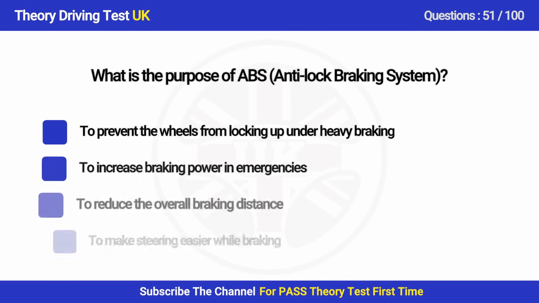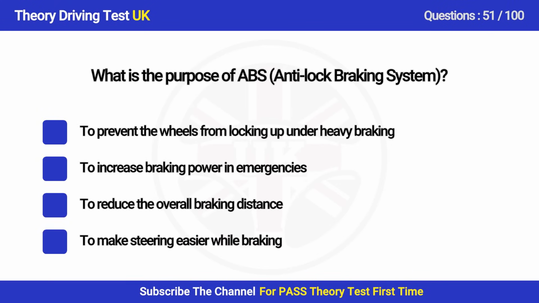Question 51. What is the purpose of the ABS braking system? A. To prevent the wheels from locking up under heavy braking. B. To increase braking power. C. To reduce the overall braking distance. D. To make steering easier while braking.